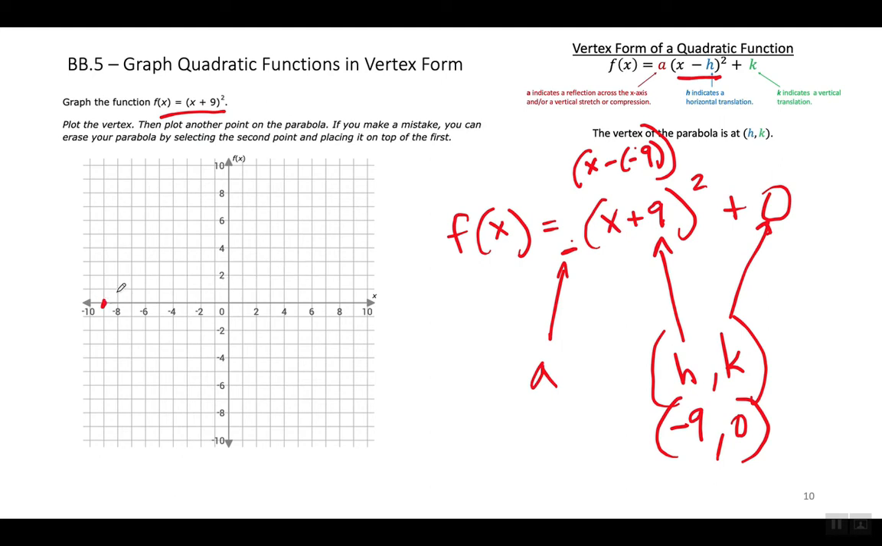Okay, so now again, I'm going to choose to get another point on this graph. I'm going to choose a number 1 unit to the right or 1 unit to the left of the vertex. So let's choose negative 8 again. Actually, let me erase all this.